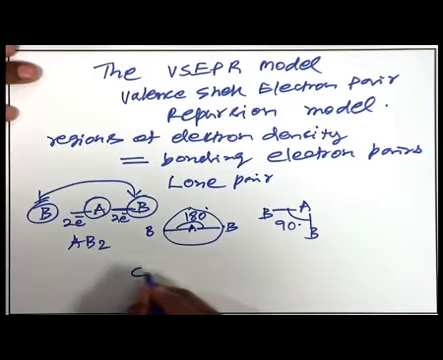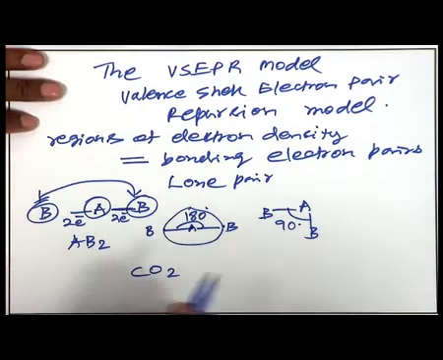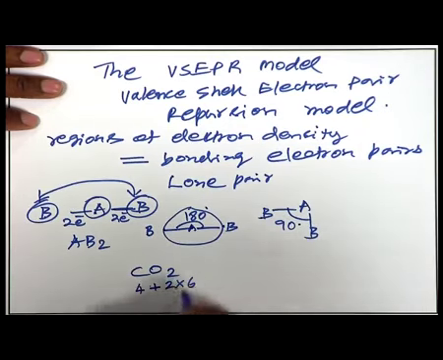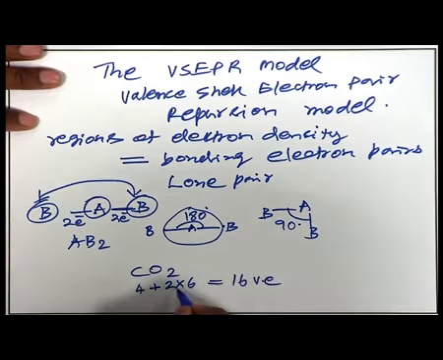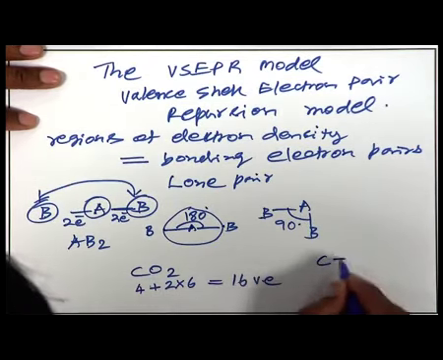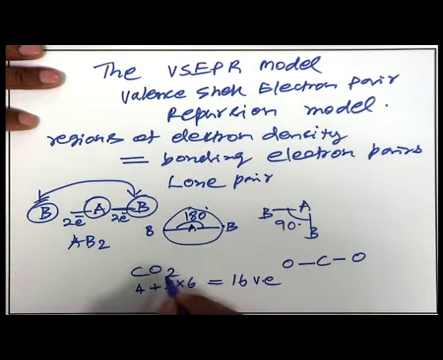For example, take carbon dioxide. First you have to do a Lewis dot structure for carbon dioxide. Carbon has 4 valence electrons, plus 2 times 6, because 6 is the valence electron count of oxygen. So 12 plus 4, 16 valence electrons are there. So you arrange them: C in the center, and arrange the two oxygen atoms around the carbon atom.